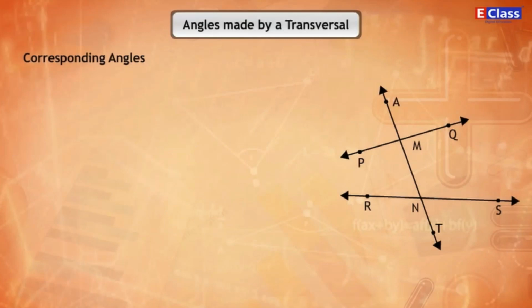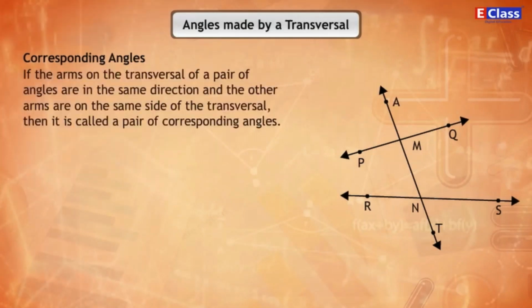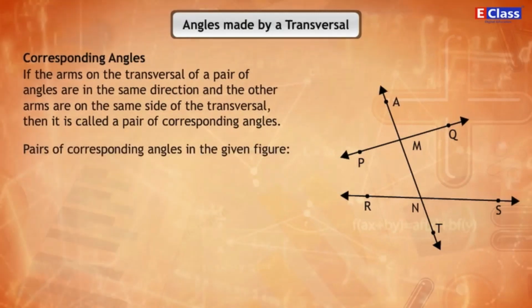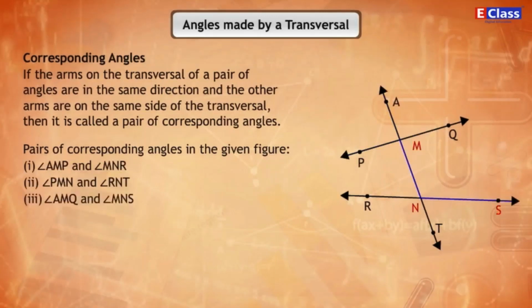Corresponding angles. First, let us study the corresponding angles. If the arms on the transversal of a pair of angles are in the same direction and the other arms are on the same side of the transversal, then it is called a pair of corresponding angles. Pairs of corresponding angles in the given figure: angle AMP and angle MNR, angle PMN and angle RNT, angle AMQ and angle MNS, angle QMN and angle SNT.